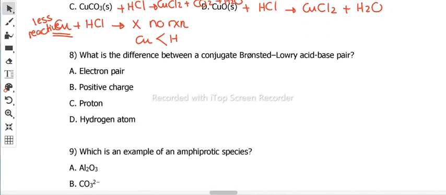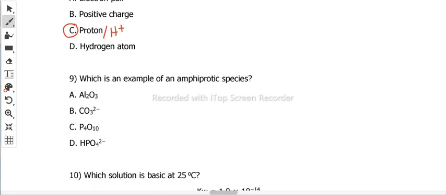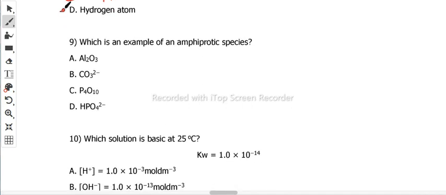What is the difference between a conjugate Bronsted-Lowry acid-base pair? So we need here to remember what's the major difference between both. Is it electron pair? Is it the positive charge? Is it the proton? Or is it finally the hydrogen atom? So definitely the answer is proton, which stands for the hydrogen ion. So the difference between the Bronsted-Lowry acid-base pair is in the hydrogen ion, which would be present in the case of the conjugate base.